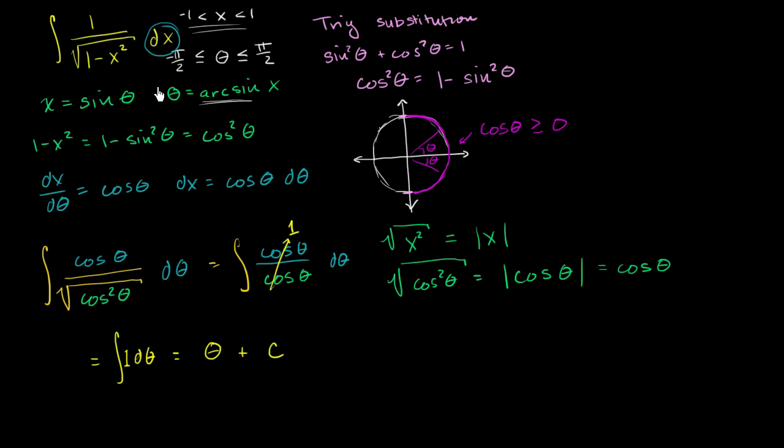Now we just have to undo the substitution. We have theta is equal to arc sine of x. So this is going to be equal to arc sine of x plus c, just like that. And we are done.